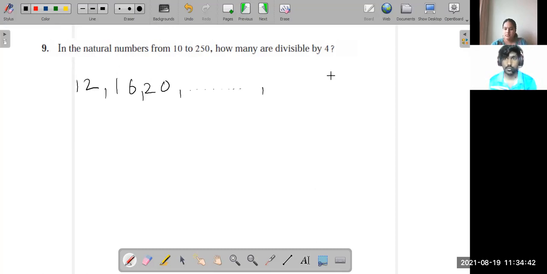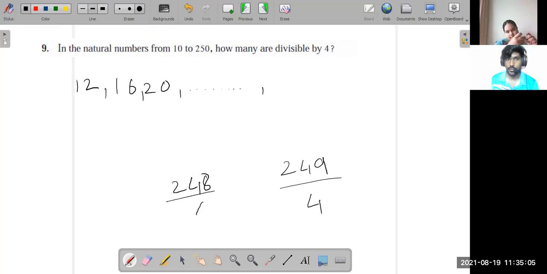But it's even, right? So I thought it might be. No. Before 250, check. Is 249 divisible by 4? No. Before 249, let's see 248. Is this divisible by 4? Yes, this is divisible by 4. 4 sixes are 24, 4 twos are 8. So the last number that is divisible by 4 will be 248.